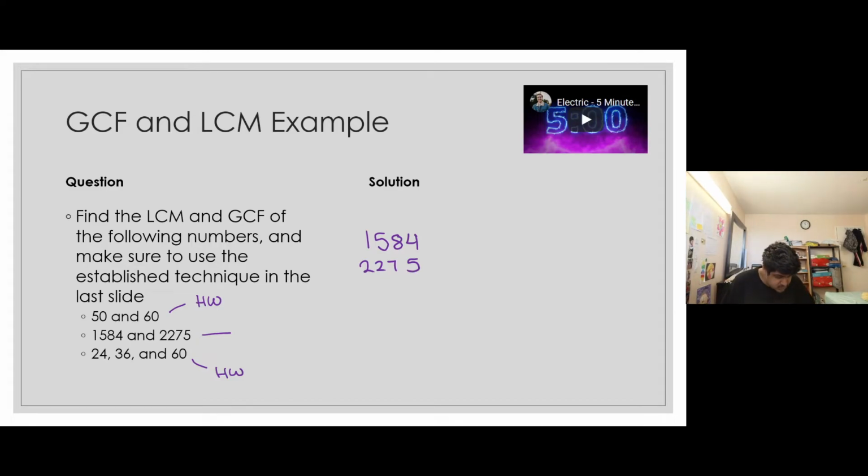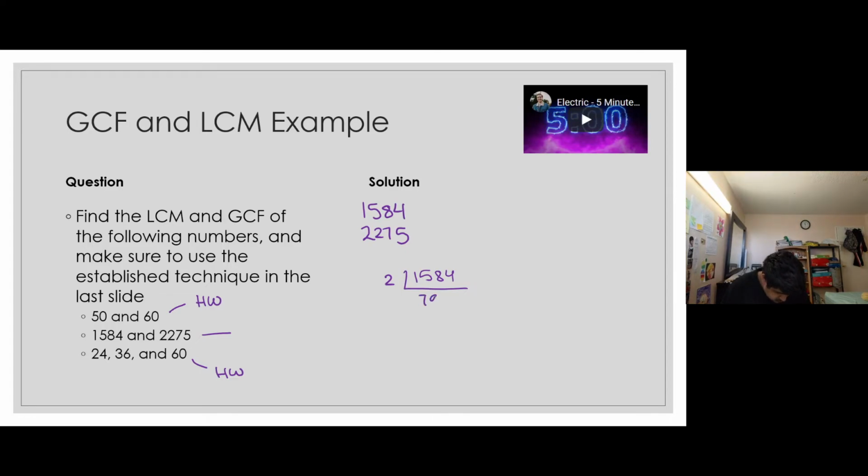We have to prime factor. Let's go ahead and do that quickly on the side here. So we have 1584. Let's put these on the top so I have some space to prime factor. Sorry about that. And we have 2275. Okay, so for 1584, let's go ahead and do that quickly. We know that's an even number. It is divisible by 2. So let's go ahead and do that.